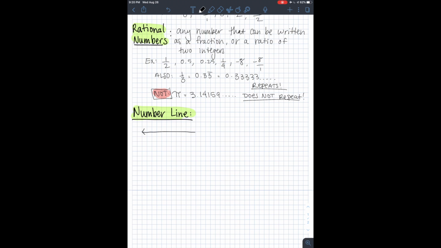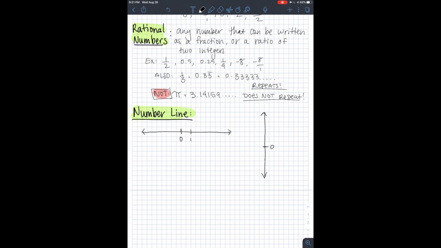Number lines can be written horizontally, like this first example, or they can be written vertically, like the line going up and down. Horizontally on the left, vertically on the right. Number lines always will have a 0. I'm going to say 99% of the time we're going to put 0 on our number line somewhere in the middle.